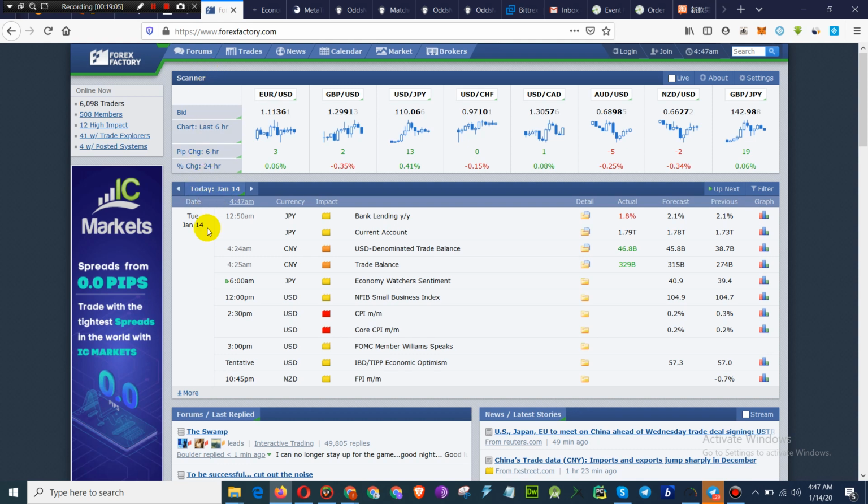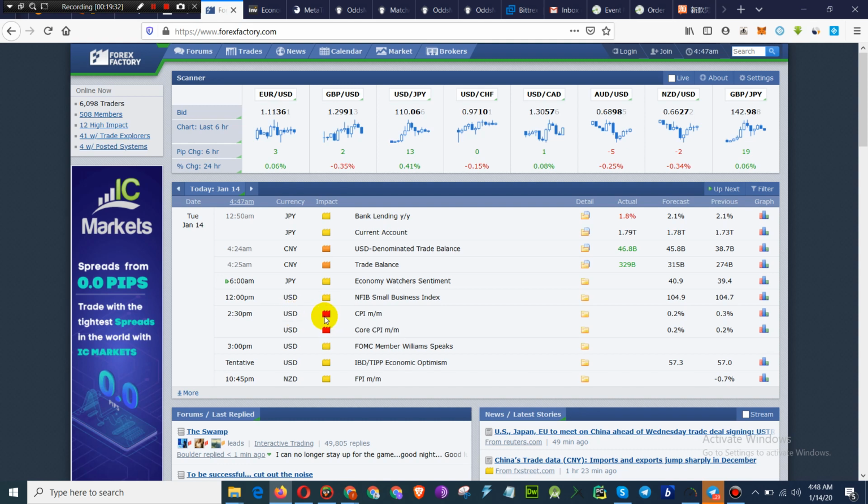All right, this is January 14, and these are the news we have for the day. This red means high impact news. Then this one means low impact, that means it might not affect the market. Then this one means medium impact news. People pay attention to high impact news most of the time because it might shake the market. We should have it on USD.